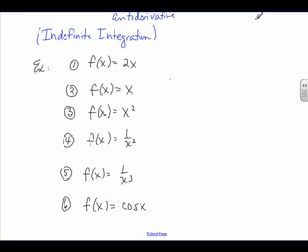Pause the tape and think about, what function can I take a derivative of and have the derivative be 2x? What function can I take a derivative of and have the derivative be x? And so on. So pause the tape now, do some work, and then when you've gotten each of these 6 antiderivatives, start the tape again and check your answers.